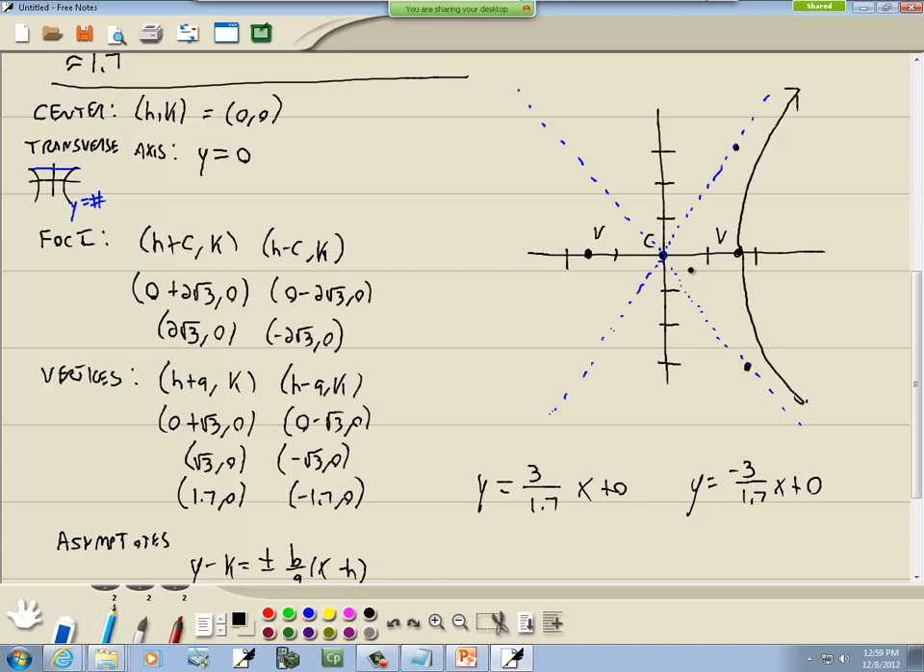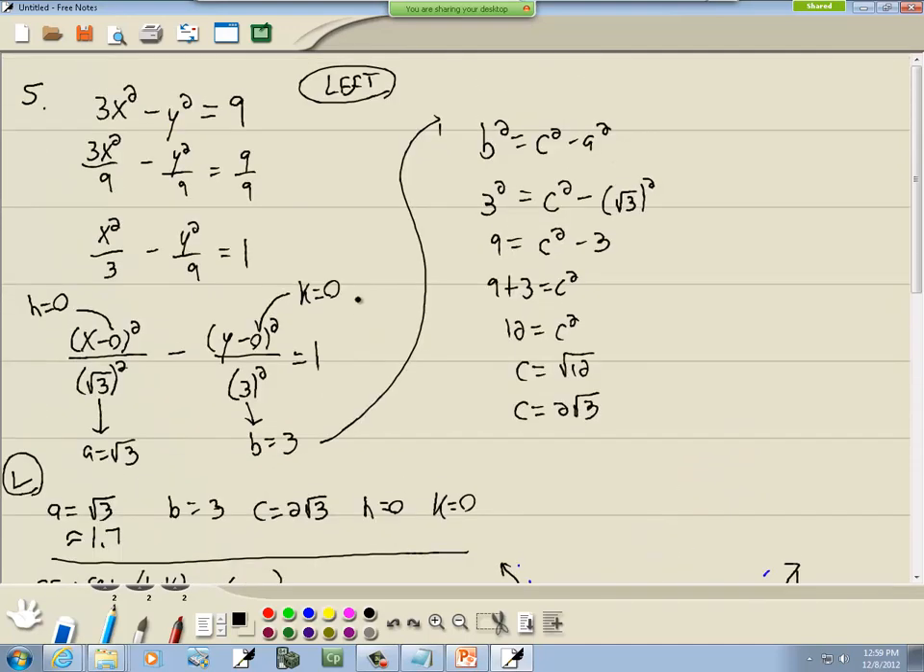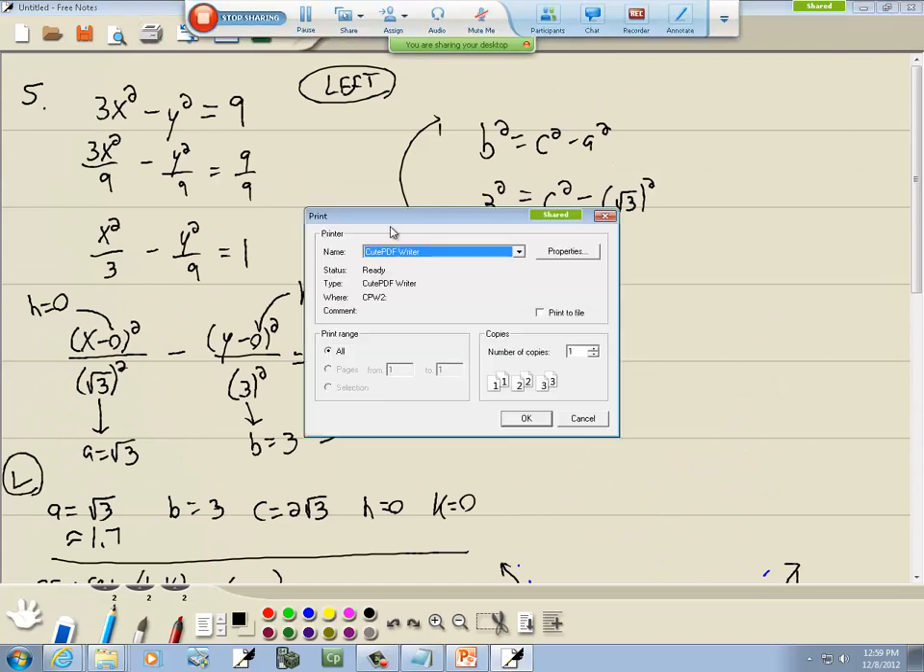How soon does it screen your asymptote? I don't know. That's a rough sketch, though. Let me save that.